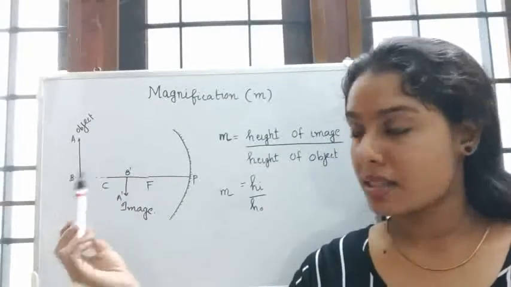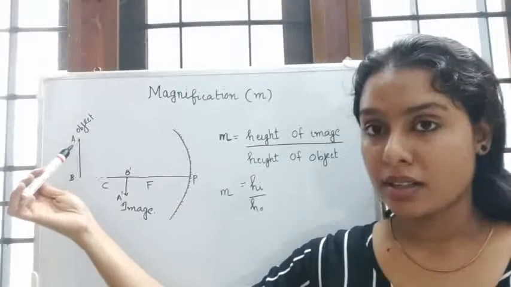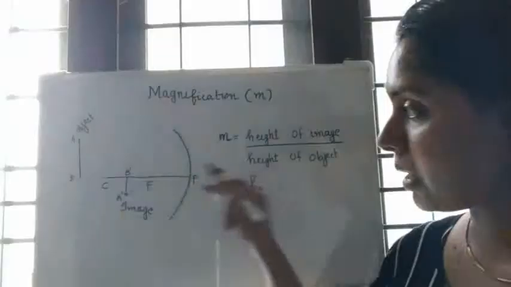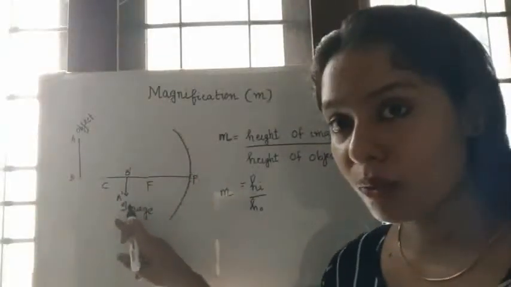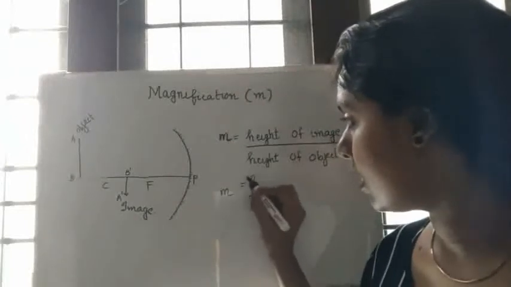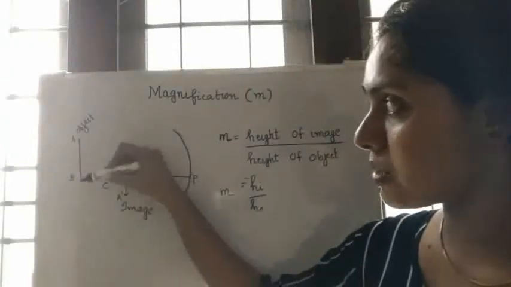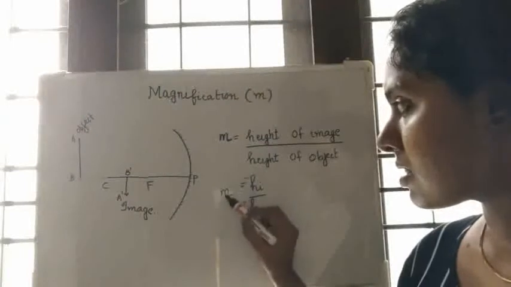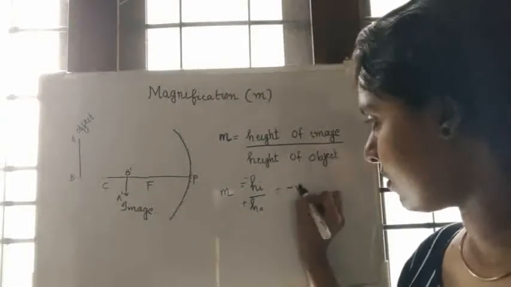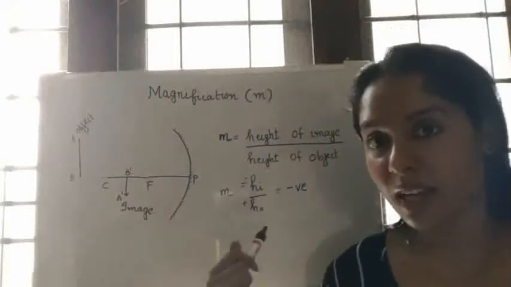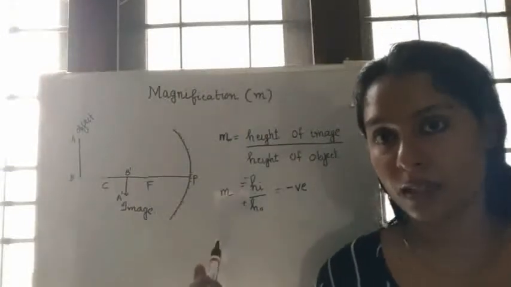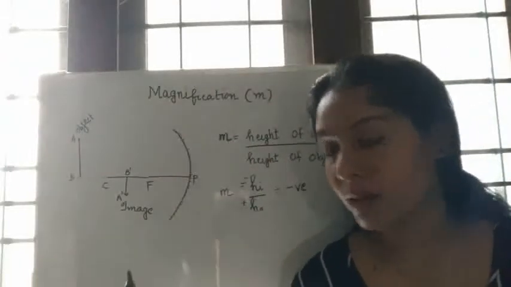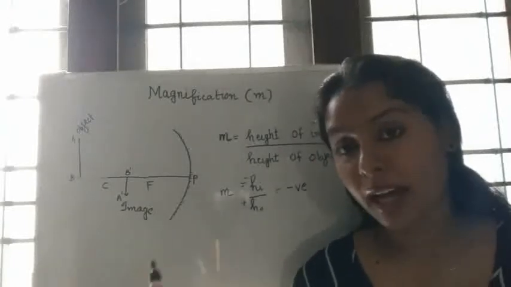So in this particular case, let us assign signs for this object height and image height. What is the sign of height of image? Since it is in the downward direction, it is negative, and height of the object is measured in the upward direction, so it is positive. So the final sign for magnification is negative. So what is the significance of this negative sign? We can conclude that if the magnification answer is a negative value, then it denotes an inverted image.